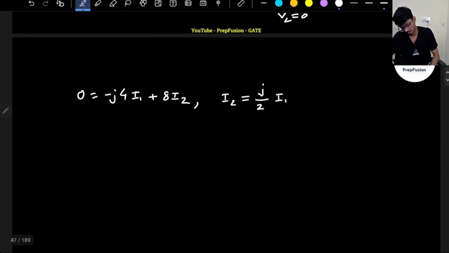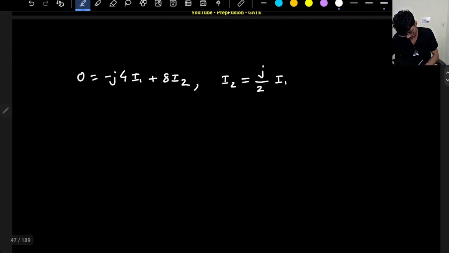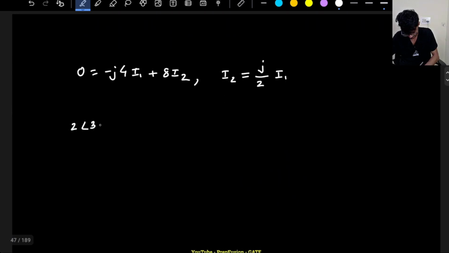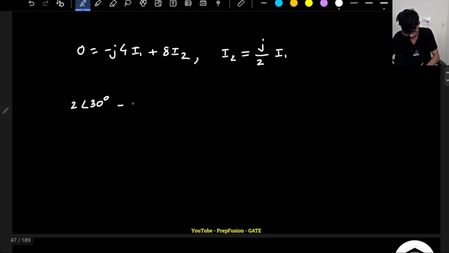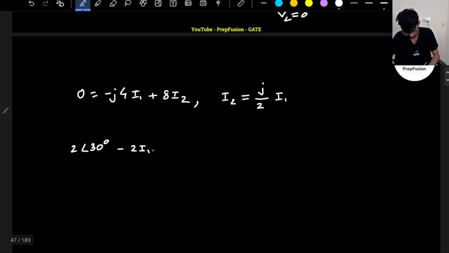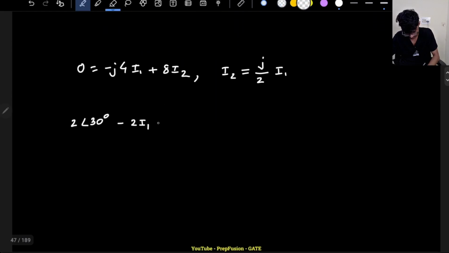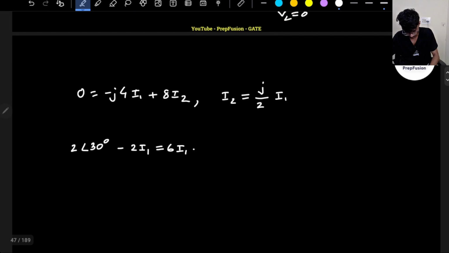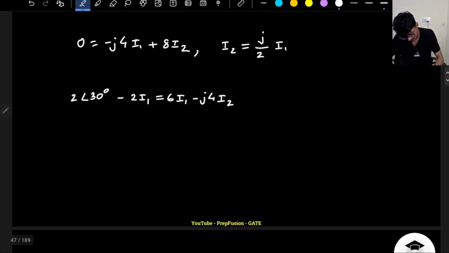Okay, what about this V1? So V1 I can replace with 2 angle 30 degrees minus 2 I1, equals 6 I1 minus J4 I2. Okay, so from here I know what my J4 I2 is.